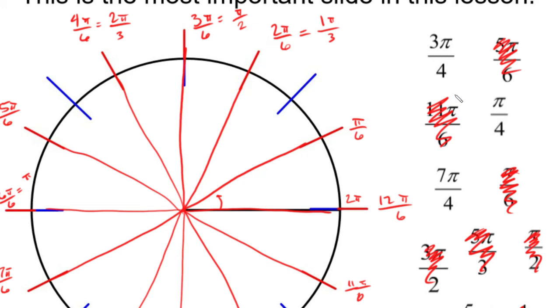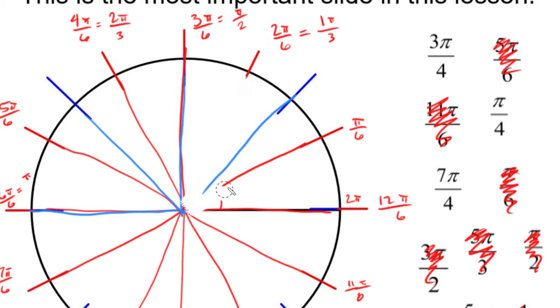The next one is these blue hash marks, and the blue hash marks are pi over 4s. So these are every quarter pi. So there's a pi over 4, there is a pi over 4, there is a pi over 4, there's a pi over 4. And this first grouping should make sense. So let me go ahead and erase these red hash marks so we can see a little better.